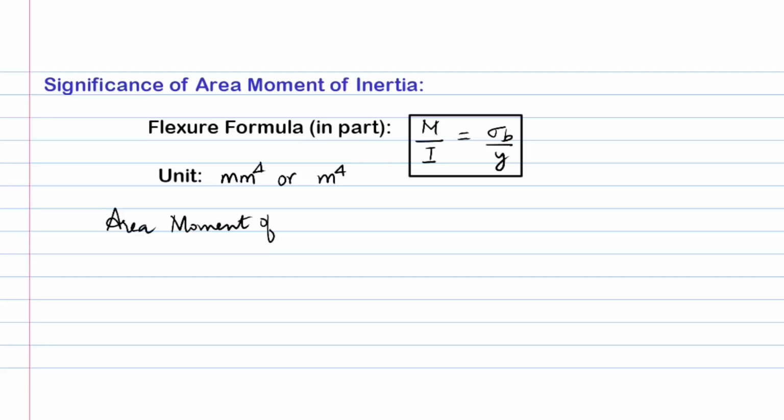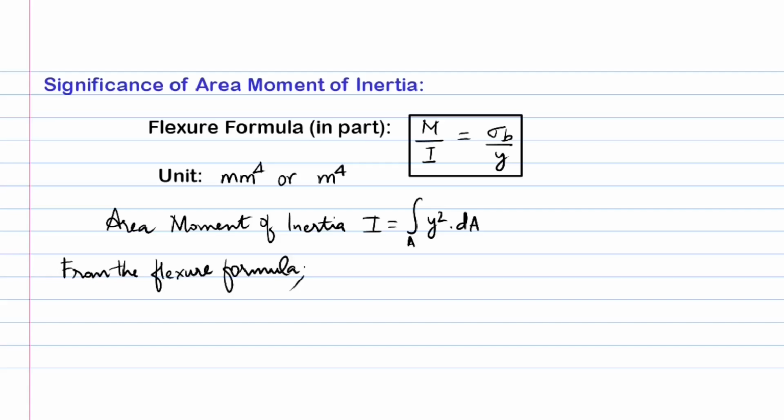And as explained in the last lecture, I is the area moment of inertia of the beam cross-section, which is defined by the area integral of second moment of differential area about the neutral axis. The unit is found to be millimeter to the power of 4 or meter to the power of 4. Looking at the formula, it is evident that the more the value of I for a beam cross-section, the lower is the induced bending stress for a given maximum bending moment.